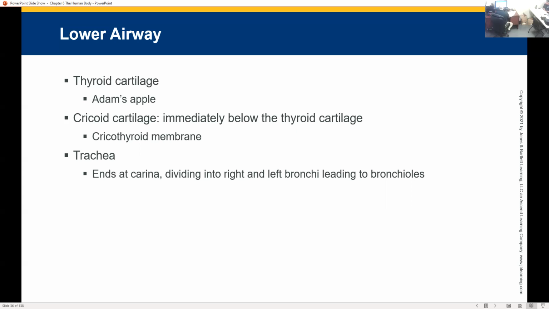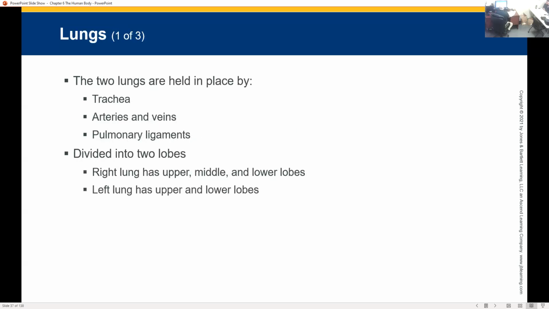We already talked about the trachea and it dividing. It divides 22 times again. We've already talked a little bit about the lungs already.